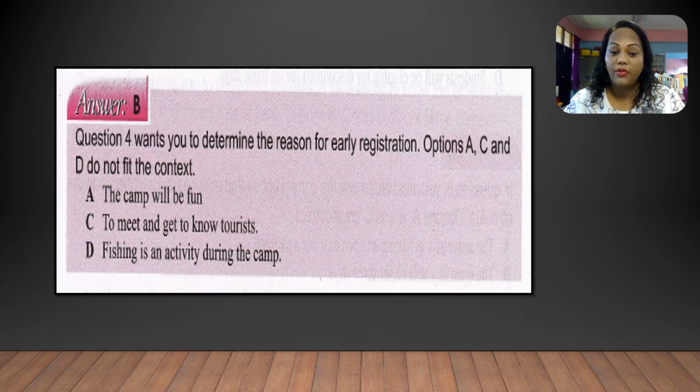Now, question 4 wants you to determine the reason for early registration. Options A, C, and D do not fit the context. Okay, so the correct answer is B, because of the limited places.